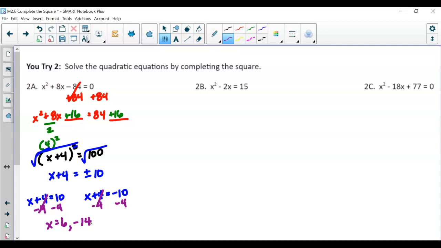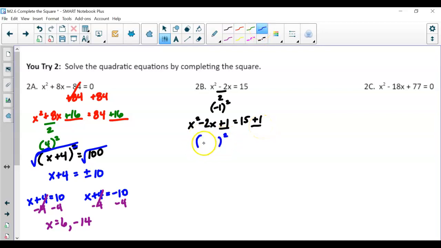Now in 2b, the x term was already by itself. So you could just go through and start with completing the square. You have half, which is negative 1. Negative 1 squared is just positive 1. So this is x squared minus 2x plus 1 is equal to 15 plus 1, right? So we're adding 1 to both sides to complete the square.